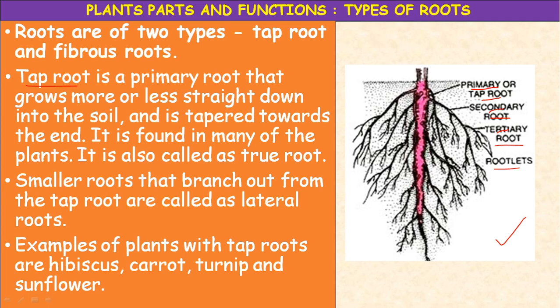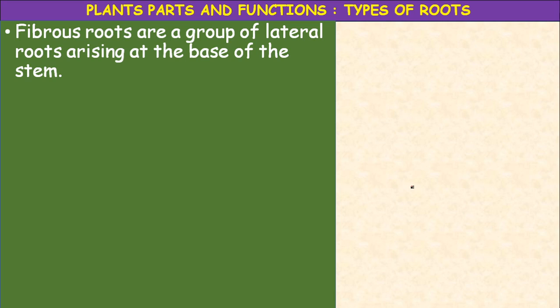The examples of plants with this kind of root system are hibiscus, carrot, turnip and sunflower. Okay, these are some of the examples of the taproot system. Hibiscus, carrot, turnip and sunflower, they possess a taproot. Next type of root system, fibrous roots.